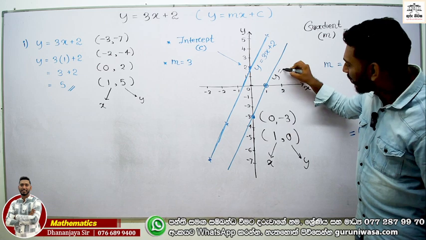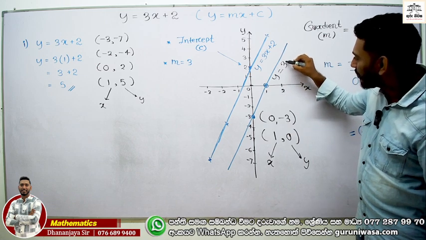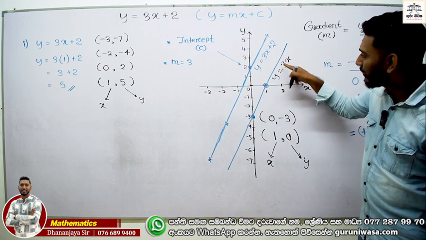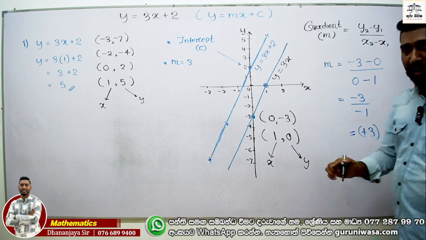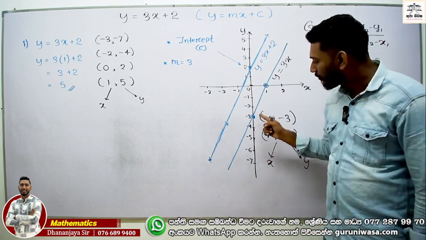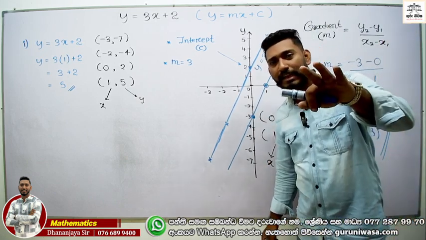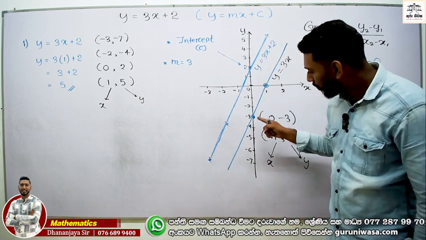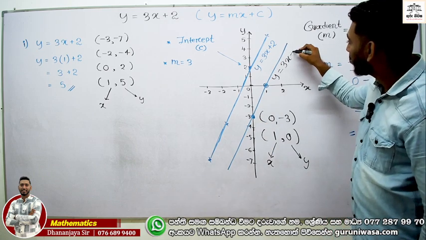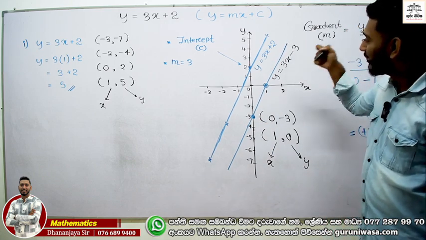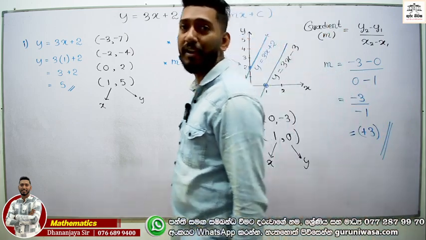Y equals 3x, because gradients are equal, they are parallel, and we know the gradient is plus 3. And I know the intersection point of the y-axis we call the intercept. Now the intercept is minus 3. Now we can write it as 3x minus 3. This is the equation of the second graph.